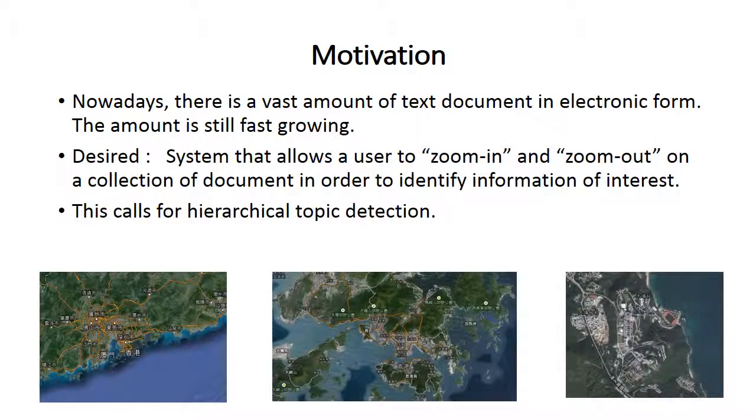Nowadays, there is a vast amount of text documents in electronic form. The amount is still fast growing. It is desirable to build a system that allows a user to zoom in and zoom out on a collection of documents, pretty much like what we do with Google Maps, in order to identify information of interest. This calls for hierarchical topic detection.